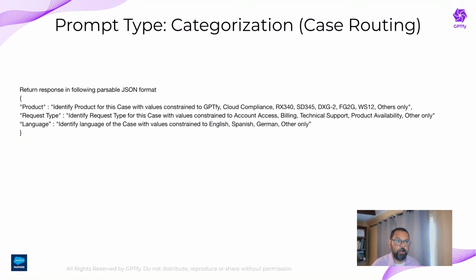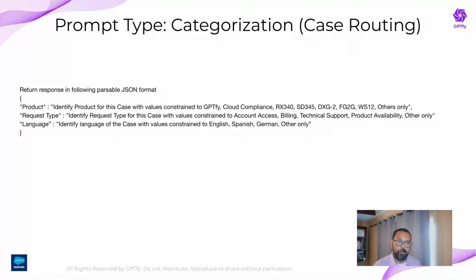If I have multiple products, what product are they asking this question for? What language are they asking it in? What's the sentiment? You can basically do categorization on it using a prompt like this. As you can see, this is a JSON prompt, and we said, hey, identify the product based on these things. And this particular prompt is also connected to what we call a RAG model, and I'll talk about that in a little bit.